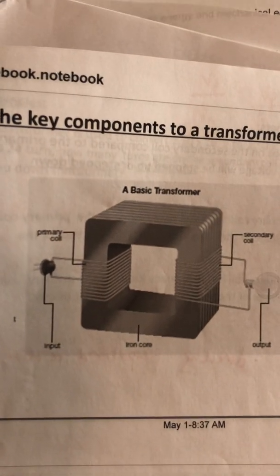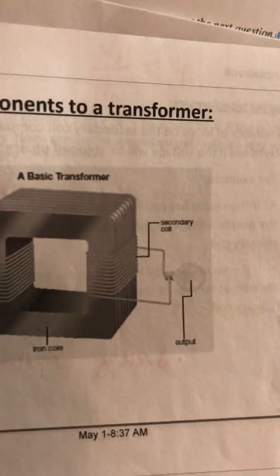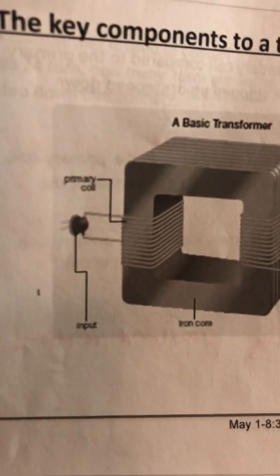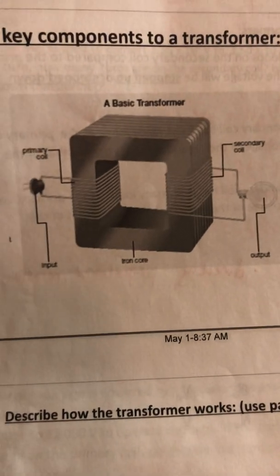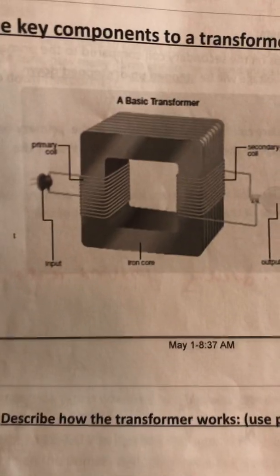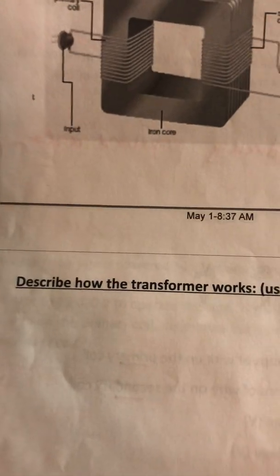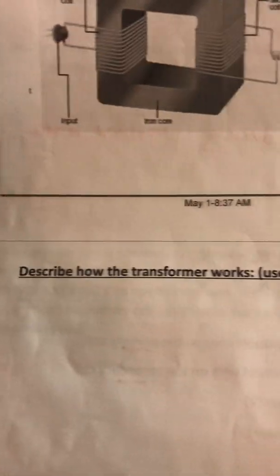So again, here's our picture of our basic transformer, and you see your primary coils and your secondary coils, which again is going to differentiate the types of transformers you have, either stepping up or stepping down. And we'll get to that. So describe how the transformer works. We use page 397 and 399 for that question.